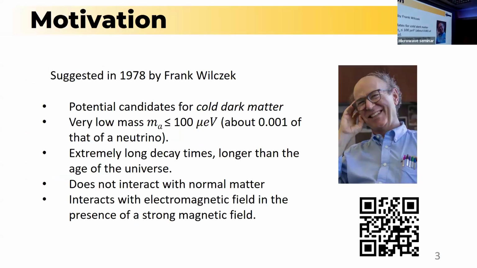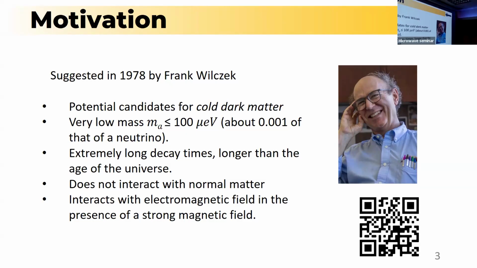The motivation is the following. Frank Wilczek in 1978 proposed the axion, and one of the interesting details about this particle is that it is a potential candidate for dark matter. The characteristic of this particle is that it has a very low mass. It has extremely long decay times. It weakly interacts with matter, and it also weakly interacts with electromagnetic fields.